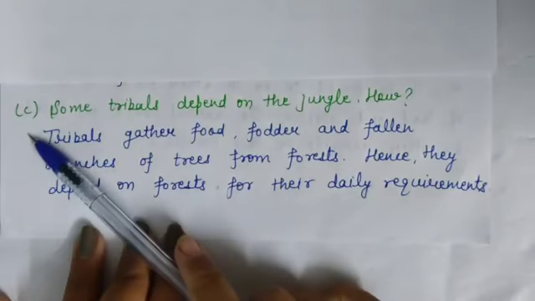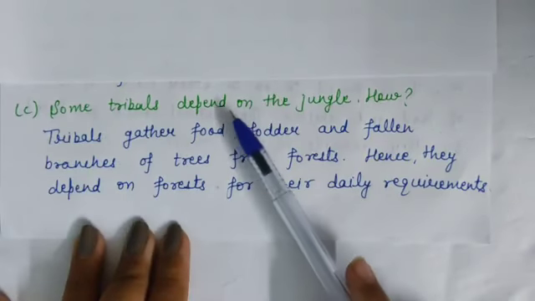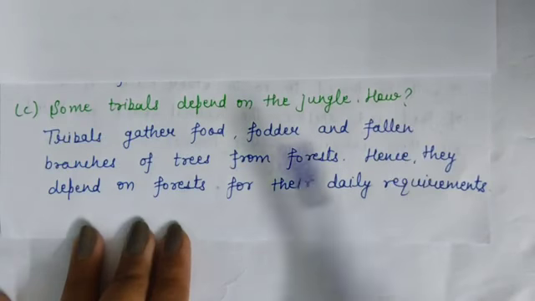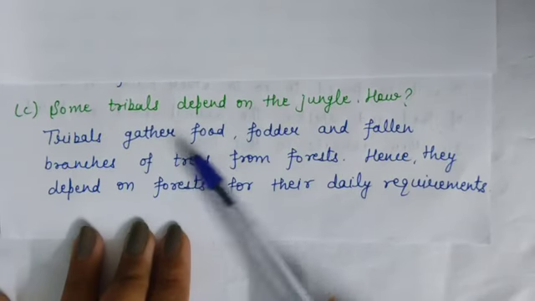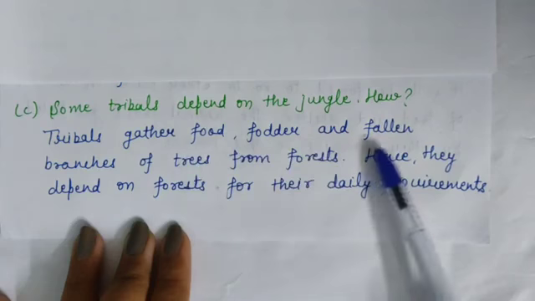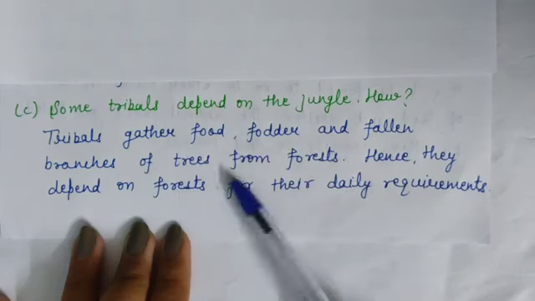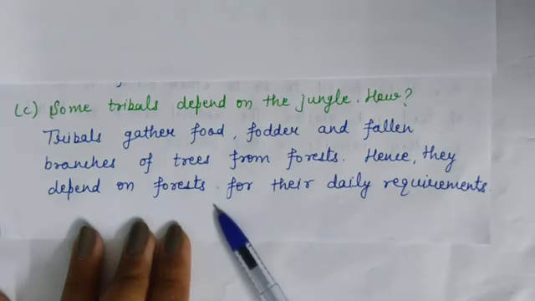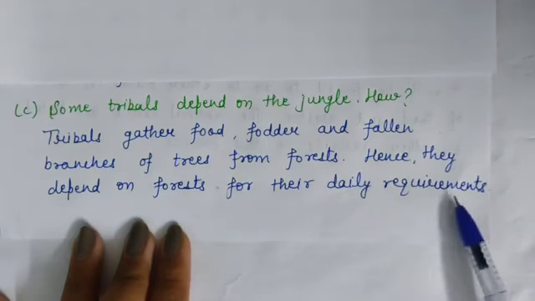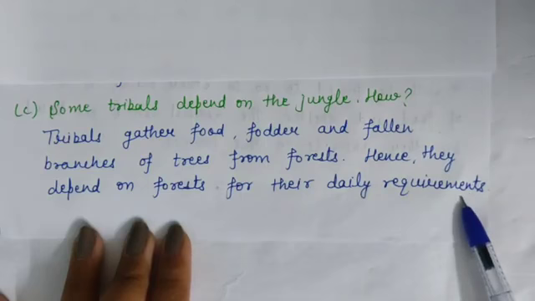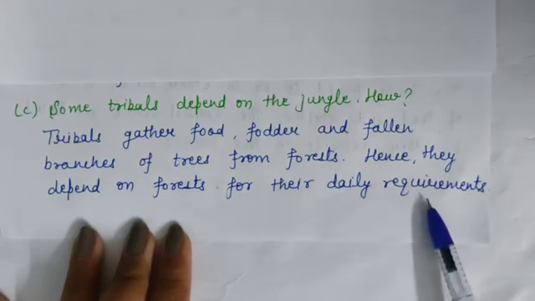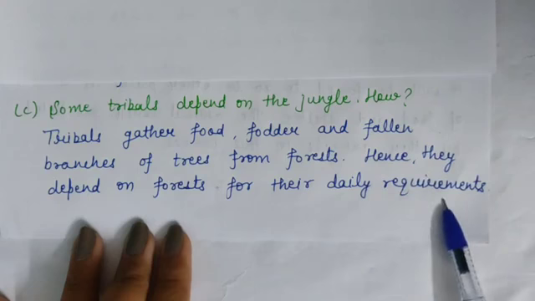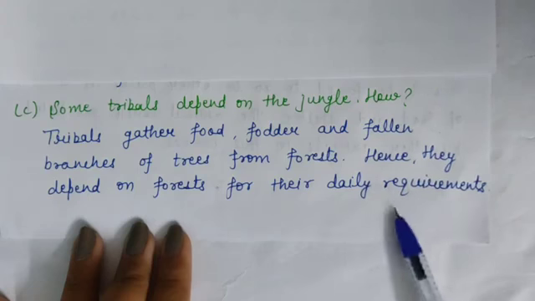Now next part is, some tribes depend on the jungle. How? Answer is, tribes gather fodder and fallen branches of trees from forest. Hence they depend on forest for their daily requirements. Means to fulfill their needs, they depend on the forest. Tribes depend on the forest.